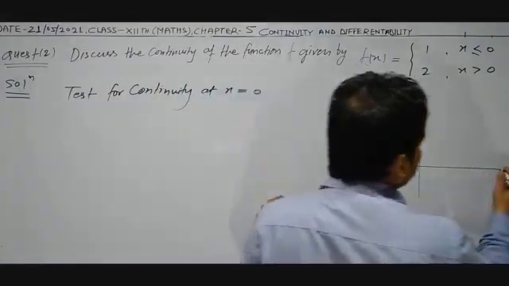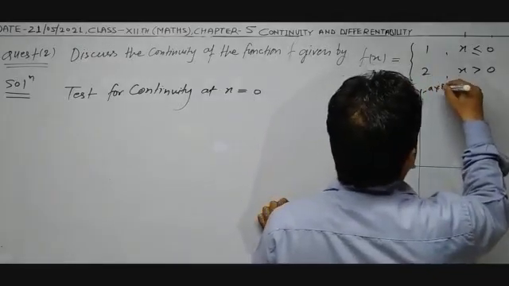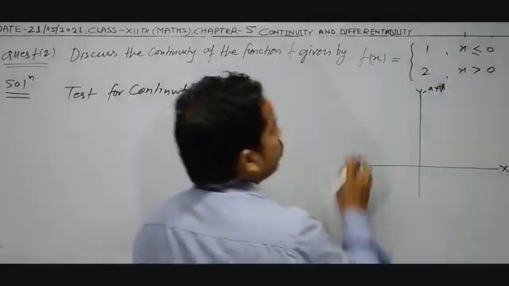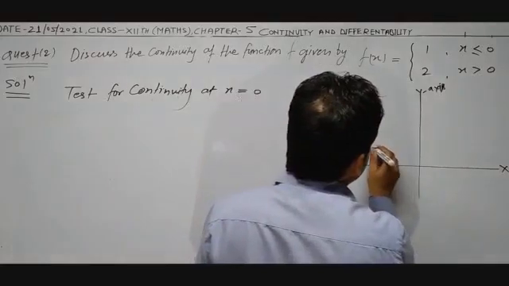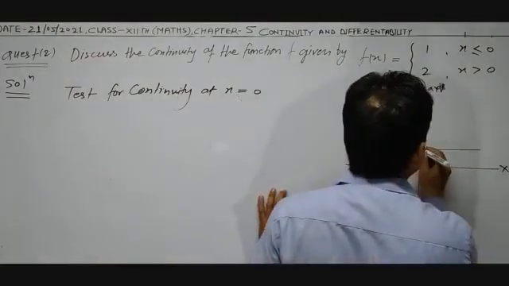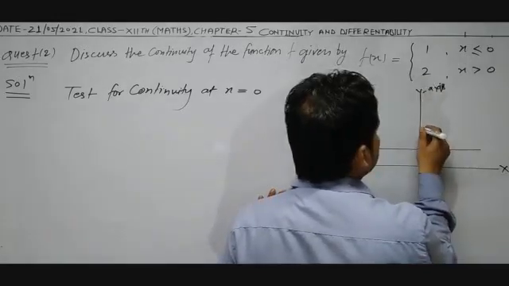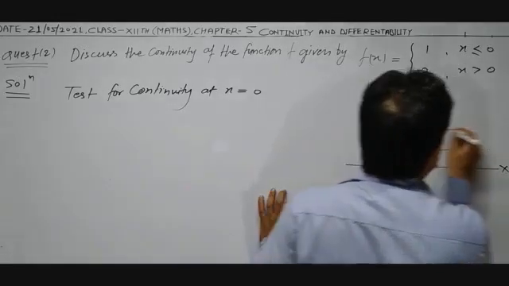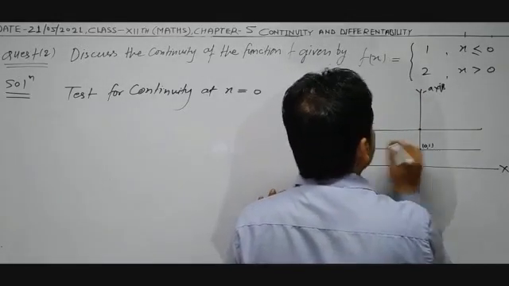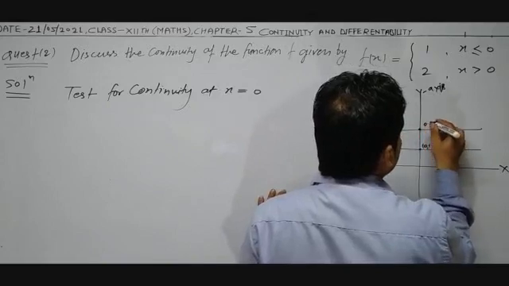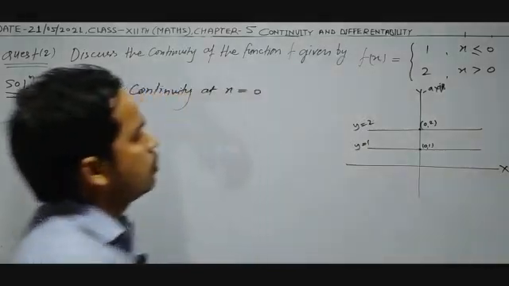First of all, see the graph: x axis, y axis. Suppose this is the line y is equal to 1. This is the point (0, 1), and y is equal to 2 is the line with this point (0, 2). So this is the line.